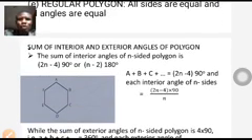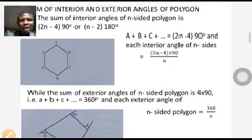Now we move to the sum of interior and exterior angles of a polygon. Two things we are talking about here: interior and exterior. Interior is the angle inside the shape, while the exterior is the angle outside the shape. We are taking the sum of interior angles first. The sum of interior angles of an n-sided polygon is either 2n minus 4 times a right angle, which is 90 degrees, or n minus 2 times 180 degrees. n is the number of sides that the polygon has.